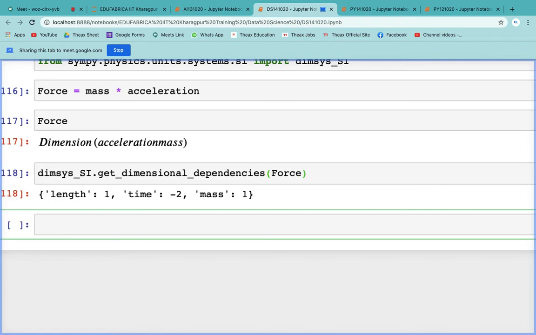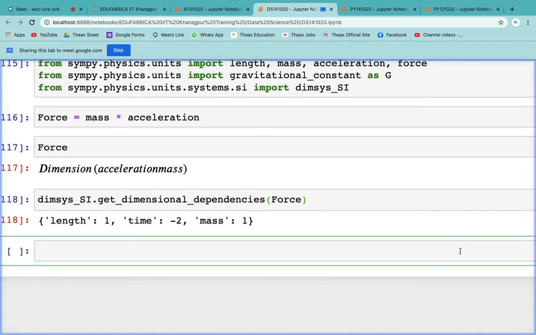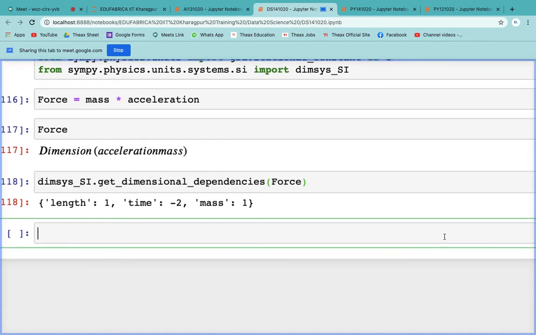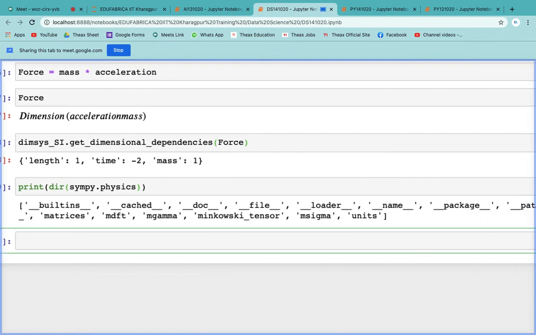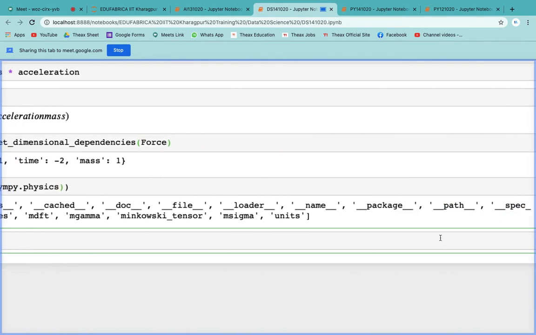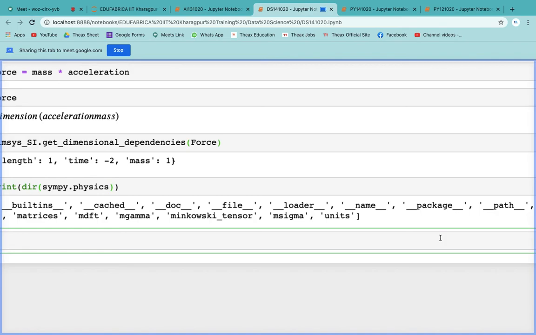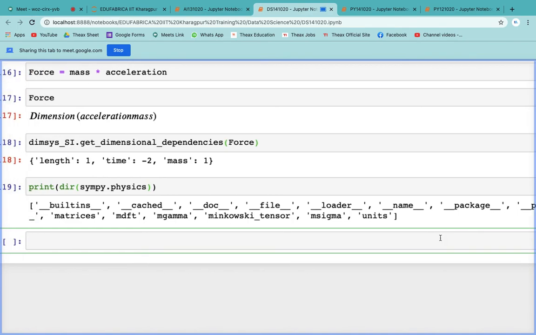Yeah, M is 1, L is 1, T minus 2. Correct, sir. So a lot of things are there. If you go for finding a physics directory, I can print it there for you. Print the directory of sympy physics. Alright, so what we used just now is units. Similarly, you have matrices, you have units. Okay, let's go deeper.